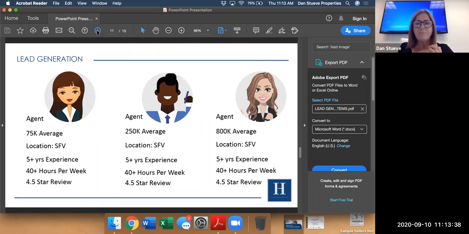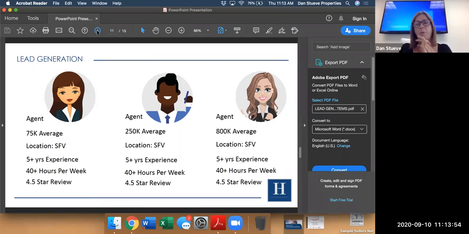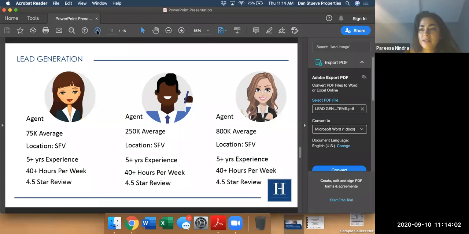What about that third agent, $800,000? What in the world is different about them? Can I say? Go ahead, Paris. They lead generate probably 5 days a week. Oh, for sure. And what else? What are they using that the other two probably aren't? Database, database, database. Right.